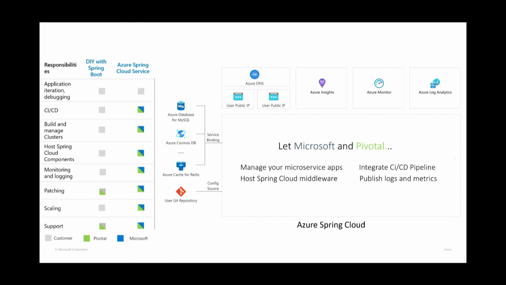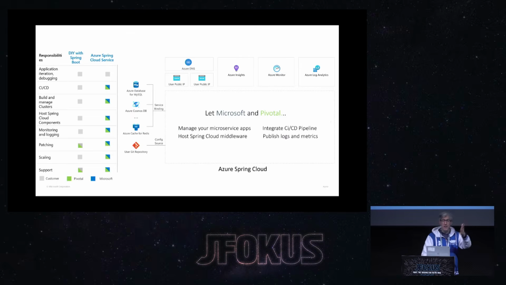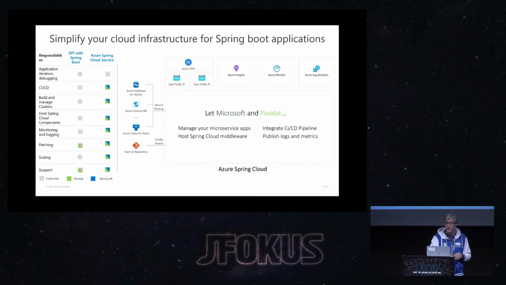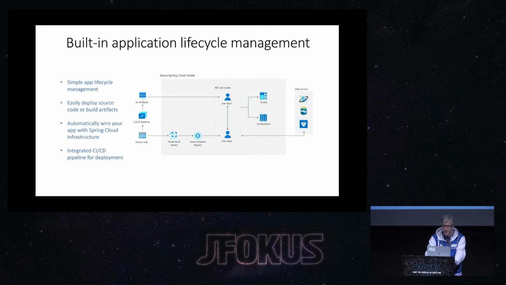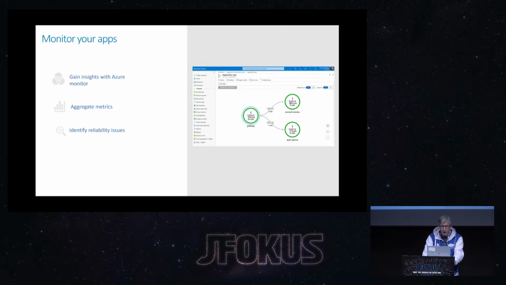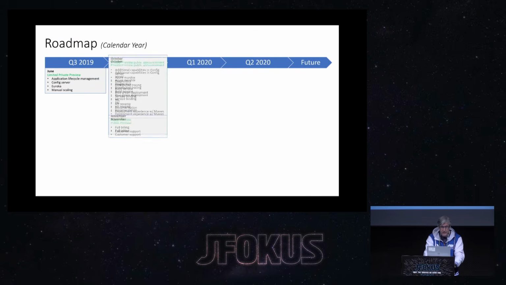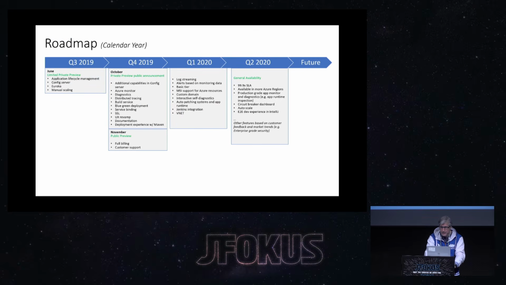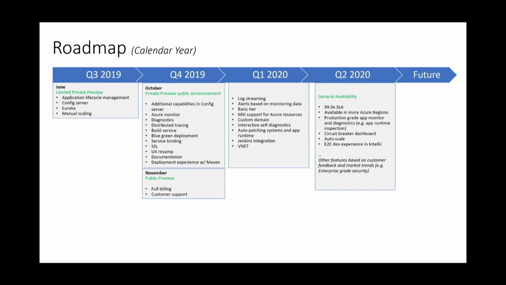So we want to ask you to let Microsoft and Pivotal manage all of this for you, and you just have to focus on your core application development itself. We handle all the infrastructure. Also, we have a lot of great monitoring. You can see call flow access, logging, Azure Monitor Insights. Our roadmap for this is going to be having GA in the second quarter of this year. So that's what we're targeting.